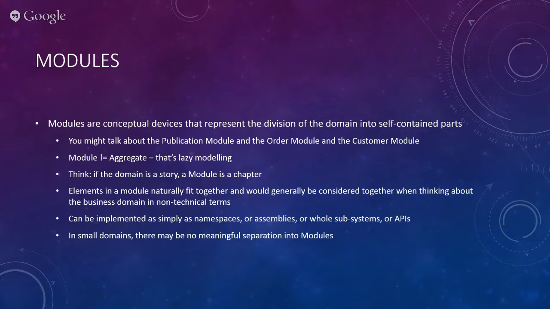Module is not equal to aggregate. So you can't say this aggregate, like the user, the account and stuff. It's not as simple as that. The example that Evans gave is if the domain is a story, then a module is a chapter in the story.